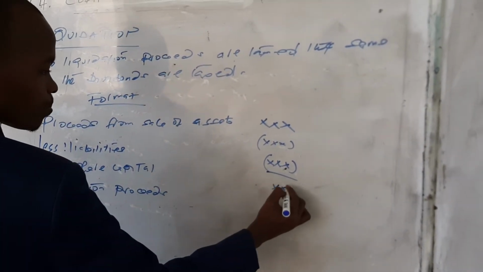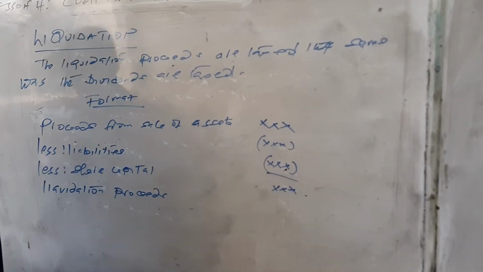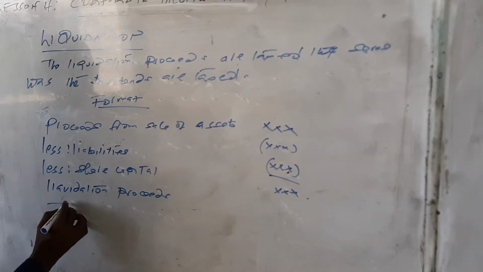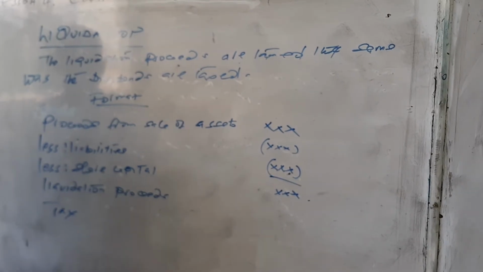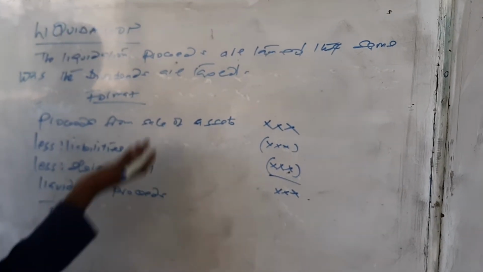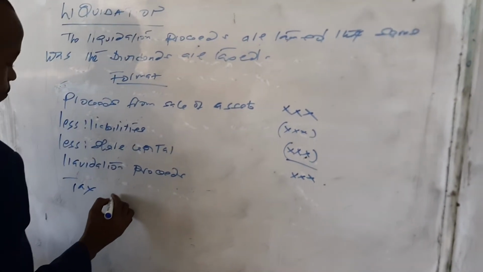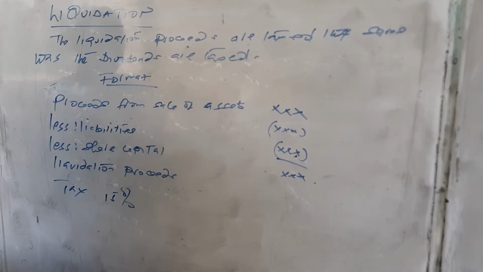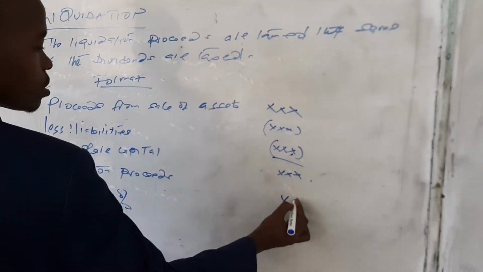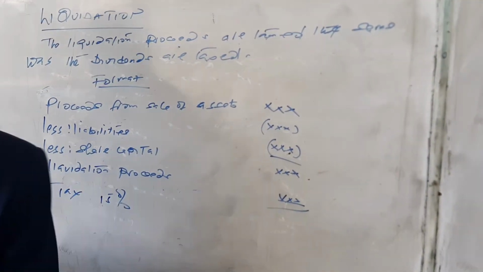Then you apply your tax. As I've said, these liquidation proceeds are taxed the same way the dividends are taxed. That means that it is 15%. Then you put the tax liability right here.